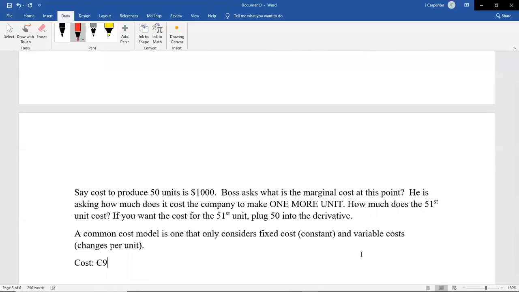Cost, we generally denote as C of x. Revenue, we generally denote as R of x. And then profit, you might guess it, P of x. Cost is money in, revenue is money out.